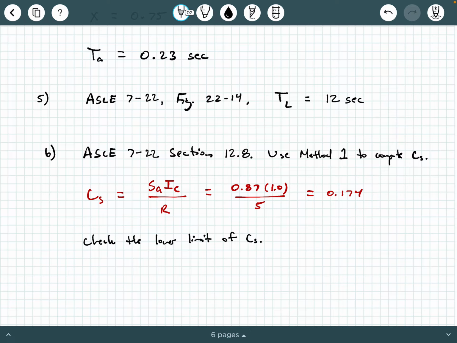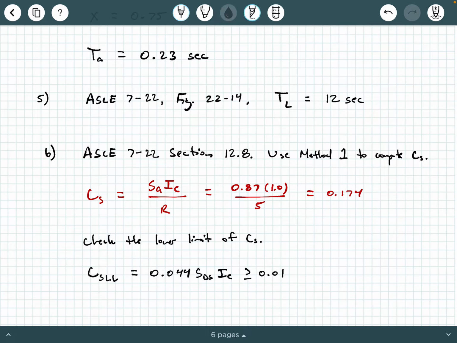There's a method 1 and a method 2. So if I look at the right column of page 124 of ASCE 7-22, it says C sub S shall not be less than the following. So I'm going to say C sub S lower limit, okay? And it says C sub S shall not be less than this equation, 0.044 S sub DS I sub E, which must be bigger than or equal to 0.01, which is a 1% value, okay?